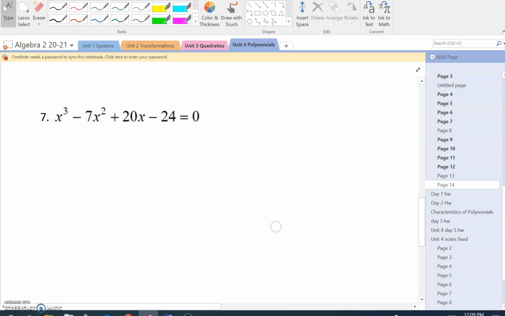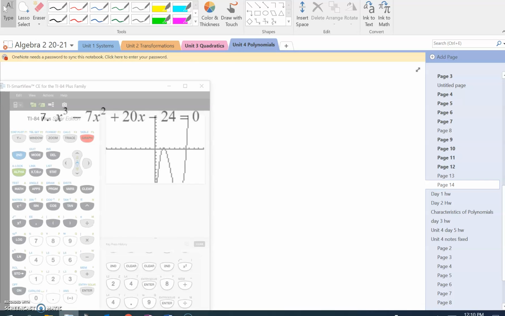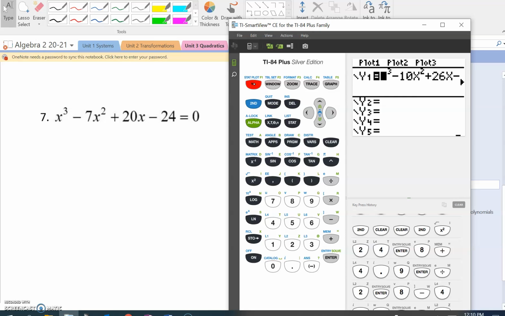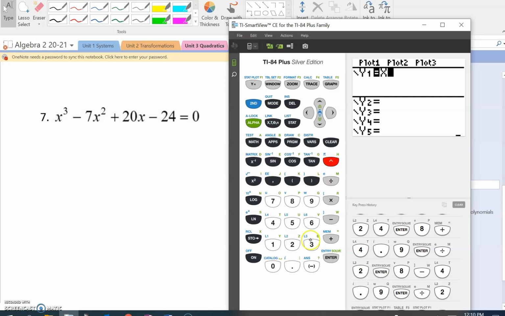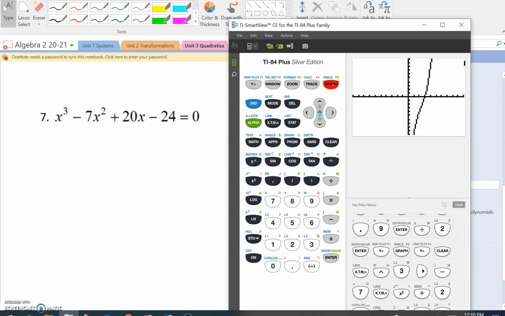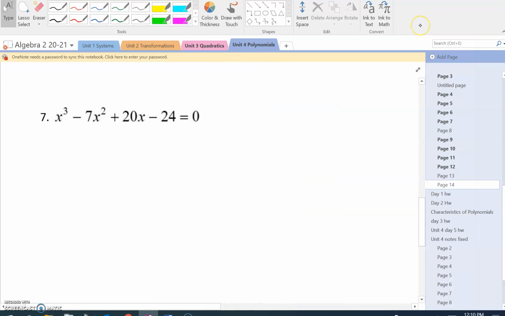Okay, last one. Hope we're having a good time. Just going on 15 minutes, so we got time for this one. I gotta go to my calculator. I think this is the easiest way to do it. x to the power 3, minus 7x squared, plus 20x, minus 24, graph. Looks like we got a 3 there.